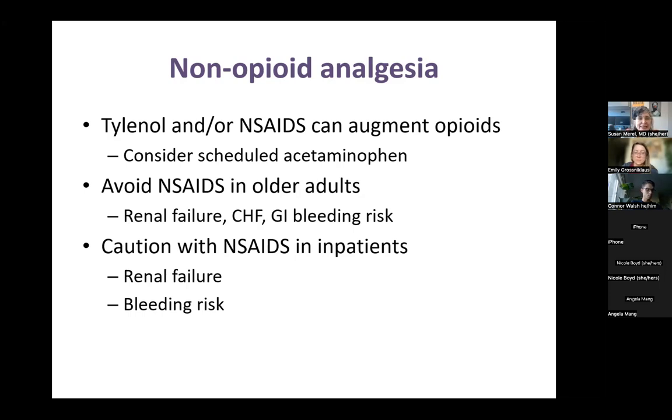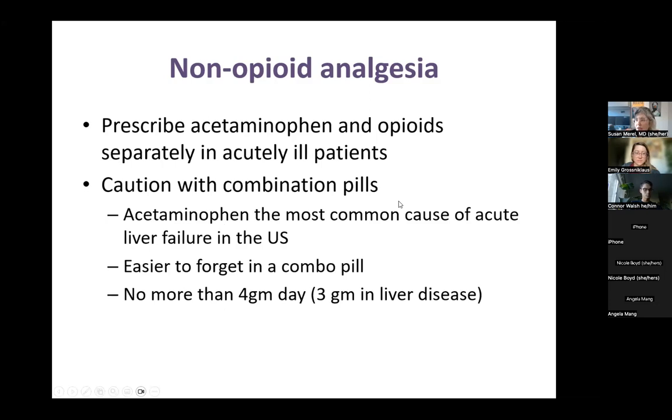I do avoid NSAIDs in older adults because of the high risk of renal failure, CHF, and GI bleeding risk. I generally don't use NSAIDs in inpatients very much, again, because of renal failure and bleeding risk, even in younger people. I use NSAIDs occasionally in somebody who's usually a younger patient, good renal function, clearly inflammatory source of pain, like someone with cellulitis who's younger.